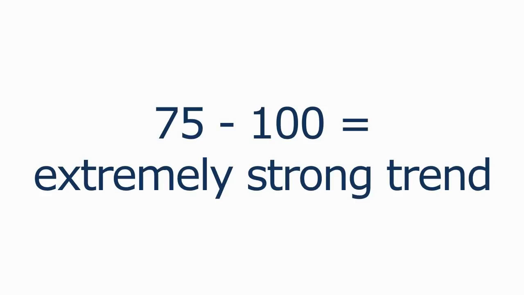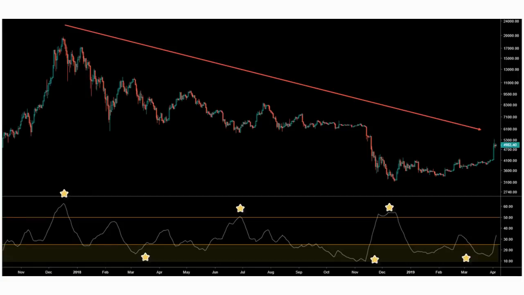And the setting of the ADX is 14. I've highlighted areas on this chart of Bitcoin that traders would want to pay attention to. The two orange lines are the 25 and the 50 ADX readings, and that's where you would determine the strength of a trend.